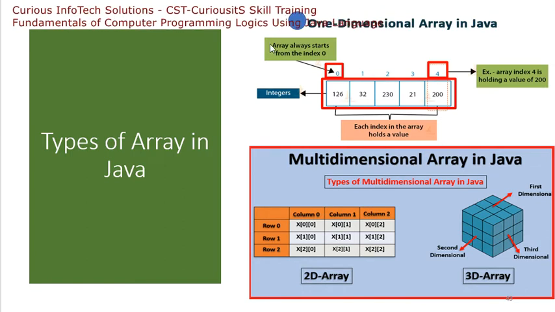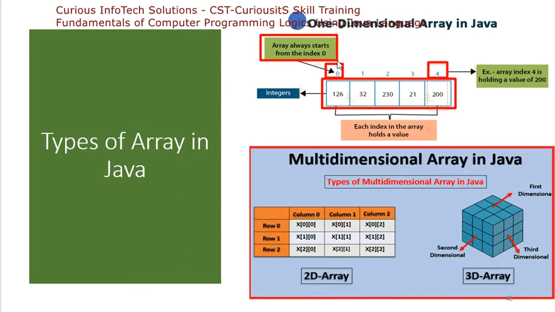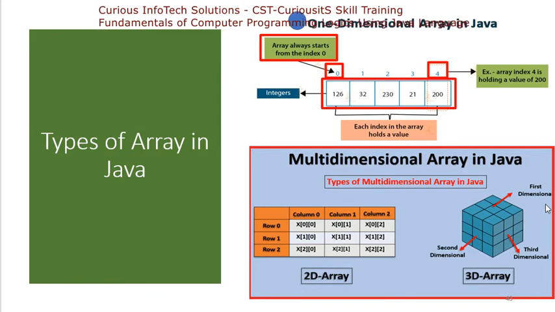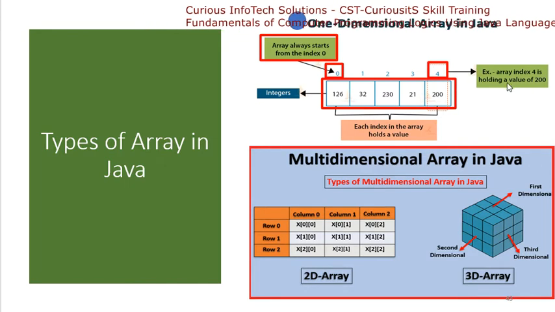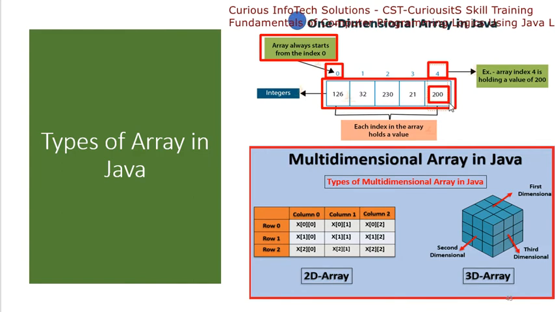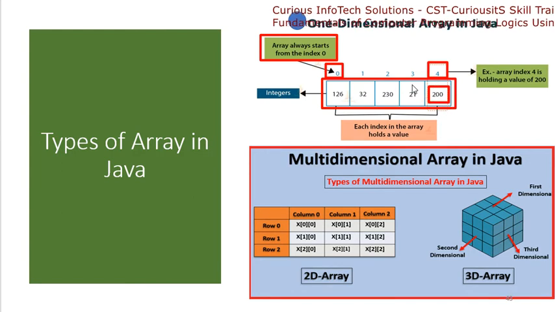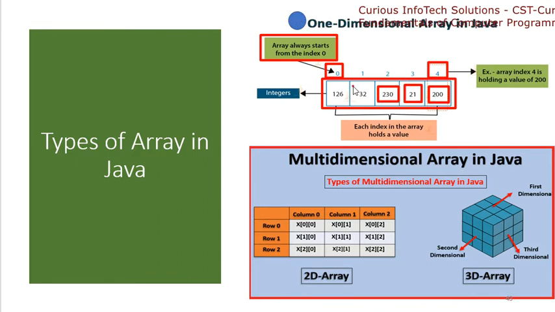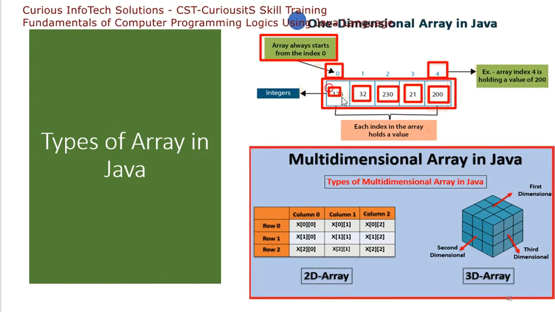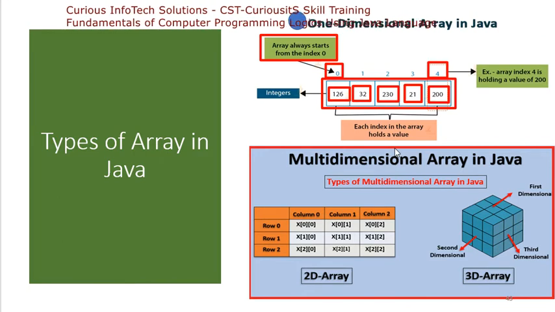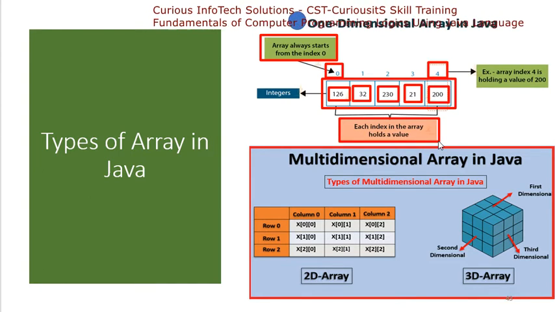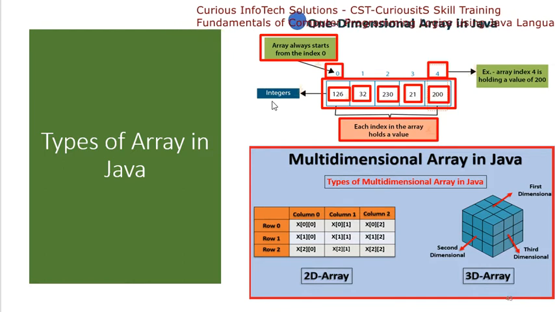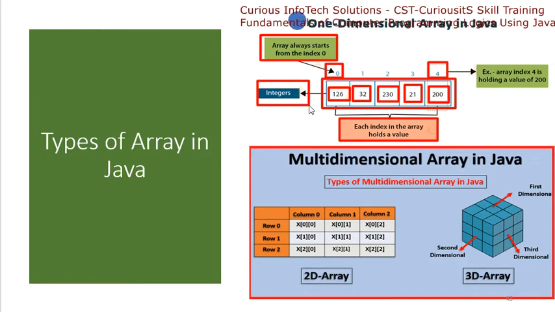So here array always starts from index 0. ये याद रखेंगे, 0 से ये start करना है. So say we have array index 4. It means here the value is 200. So at every index there is a value: at 3 it is 21, at 2 230, at 1 32, and at 0 index the value is 126. So we can say each index in the array holds a value. Okay, and this is a set of integer values.